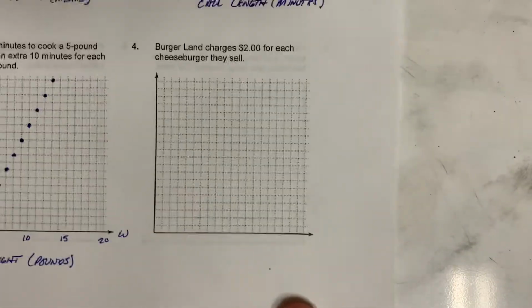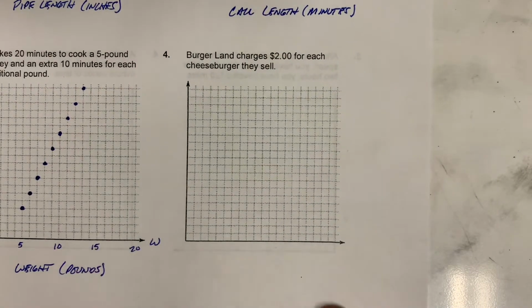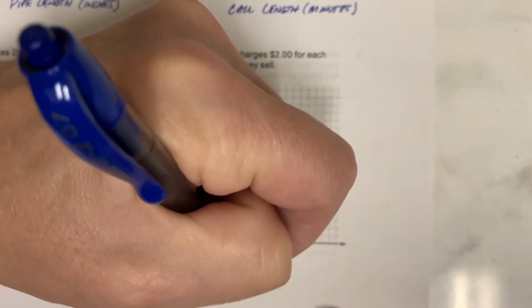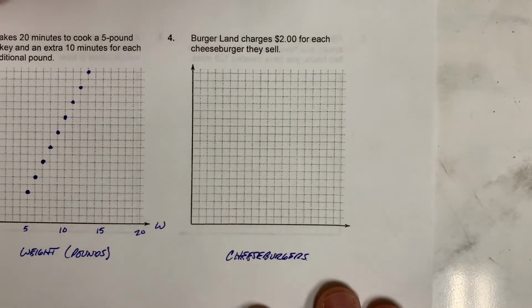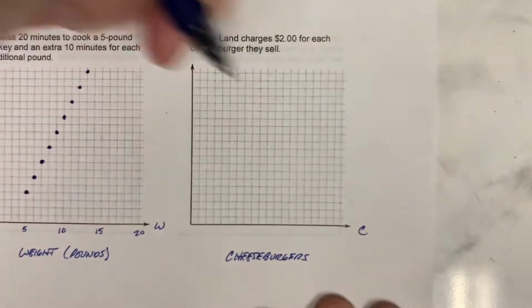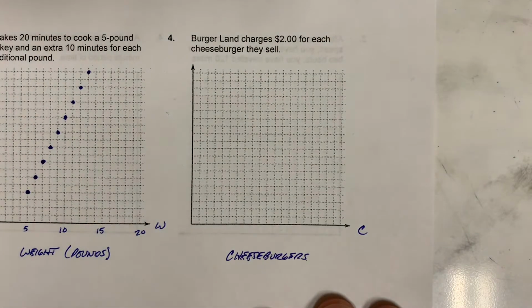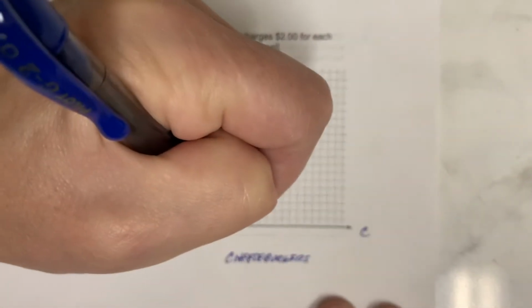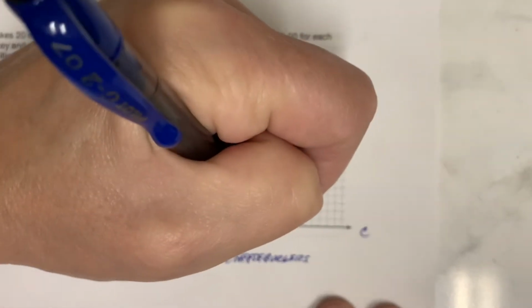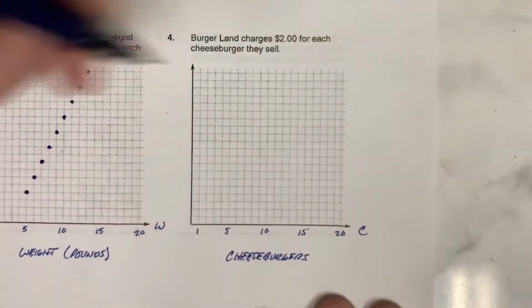And number 4 says Burgerland charges $2 for each cheeseburger they sell. And so our independent variable will be cheeseburgers. Let's just go ahead and let that be, I don't know, C for cheeseburgers. And that's going to go by ones. So 1, 2, 3, 4, 5, 6, 7, 8, 9, 10, 11, 12, 13, 14, 15, 16, 17, 18, 19, 20. All right. And now we have the dependent variable, which is going to be money.